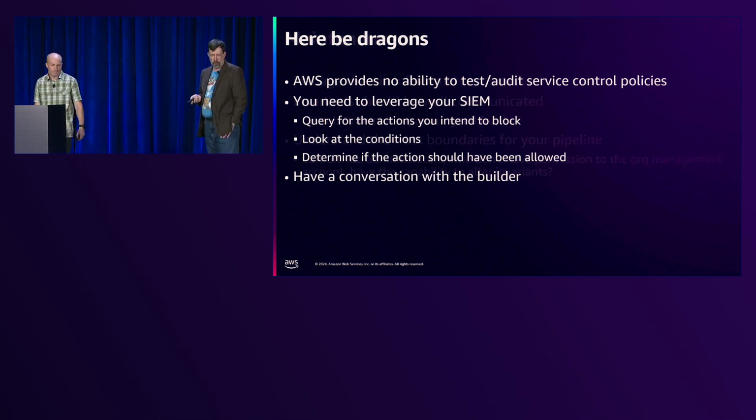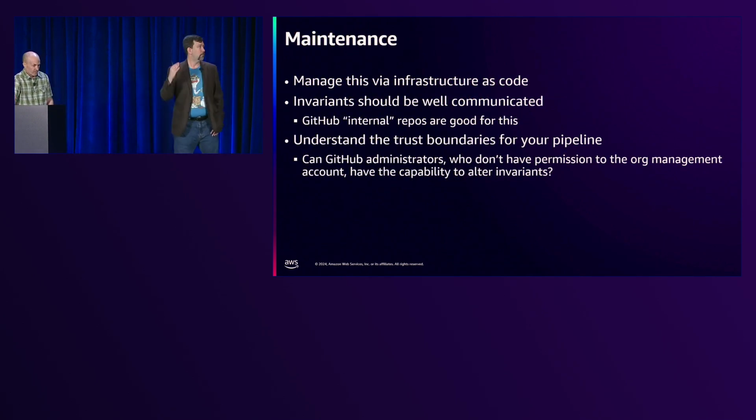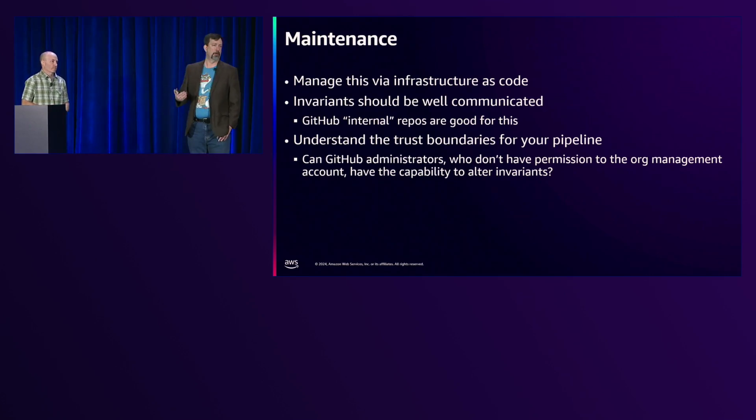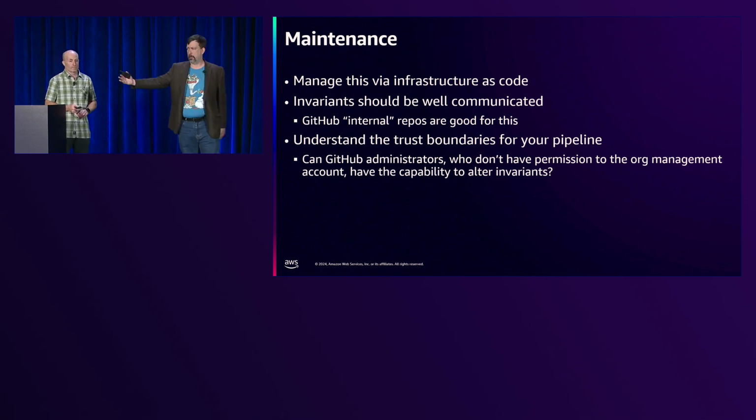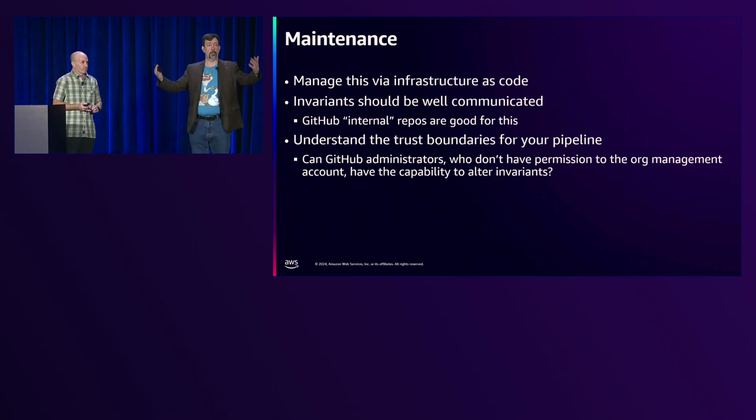Yep. And then maintenance, again, infrastructure as code, please. Store them in a way that is reproducible. Invariants should be well communicated. Never surprise a builder with, I was following this Medium blog post or this blog post from Jeff Barr, and I suddenly couldn't do something. Let the developers know what's allowed and what's not.